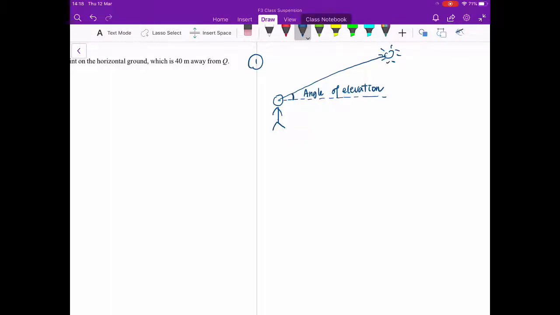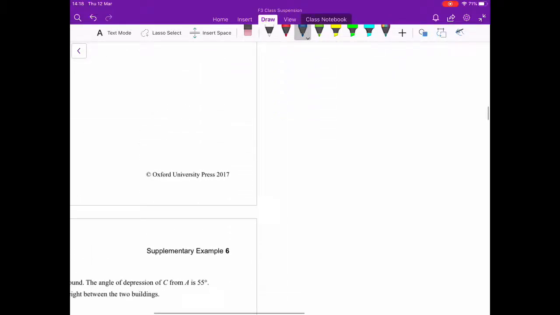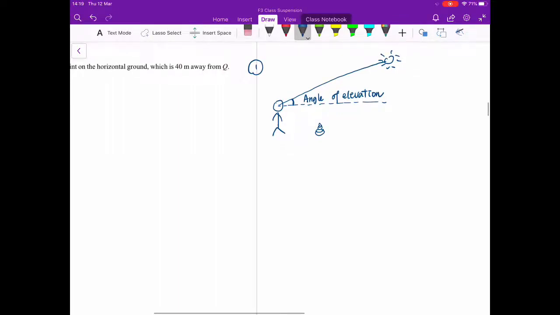Similarly, if he looks down to something on the ground, like maybe we have something on the ground, when he looks down, this is his side, and the angle made by his side and the horizontal line is called angle of depression. Always compare the side with the horizontal ground. When he looks up, it is elevation. Looks down, depression.